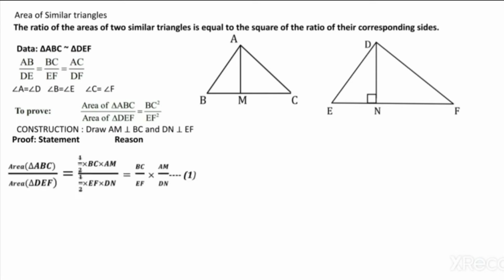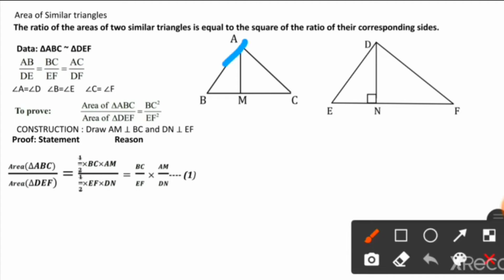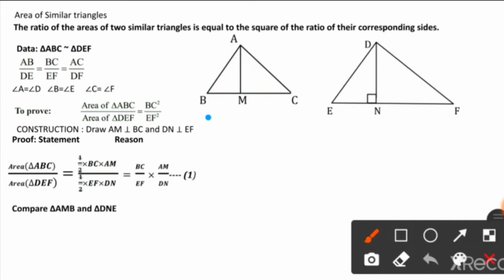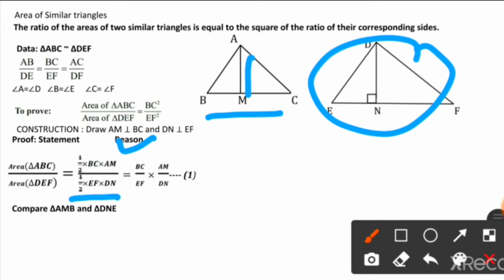The first thing we are going to write is the area of triangle ABC divided by the area of triangle DEF is equal to half of base into height. Here, in triangle ABC, BC is the base, AM is the height, half of BC into AM, which we have written here. Whereas for this triangle we have written half EF into DN, that is base into height.